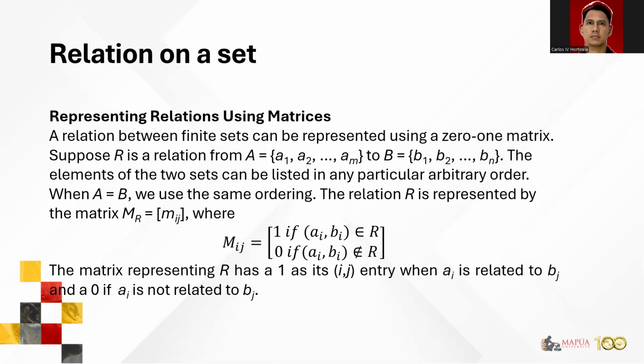in a matrix, a 1 in your relation matrix basically implies that the row value I and the J column entry pertains to AI that is related to your element BJ. Okay, and 0 if your A is not related to B.